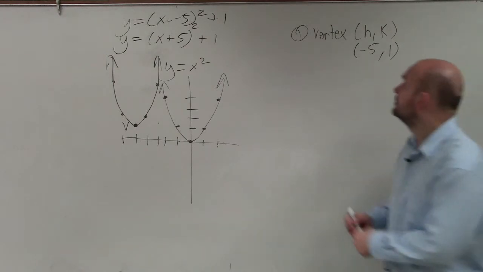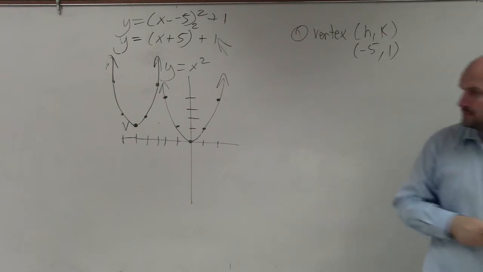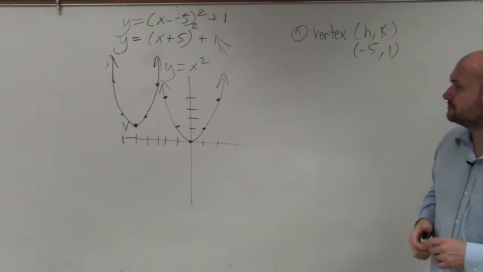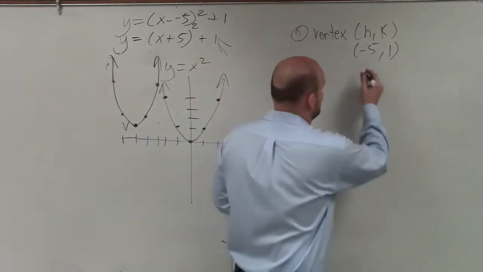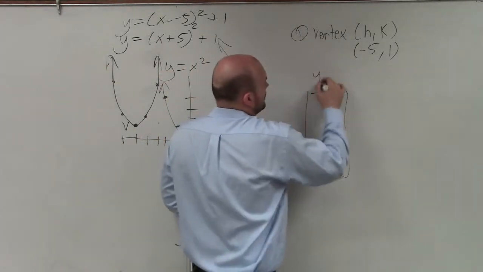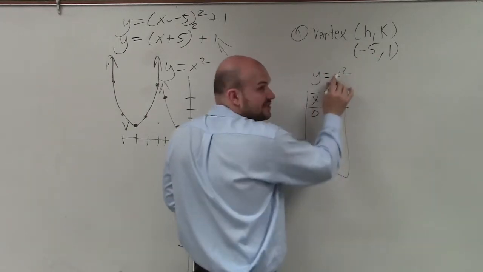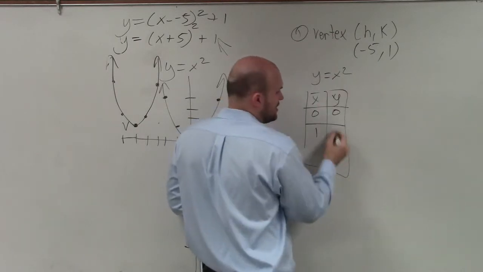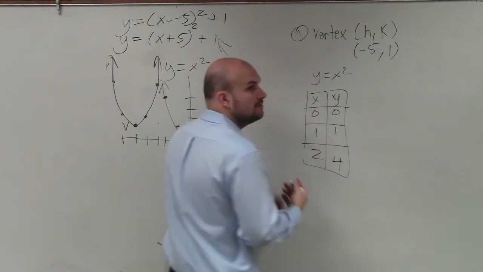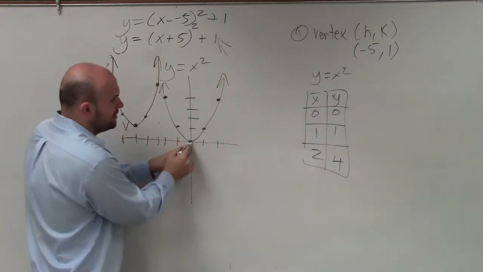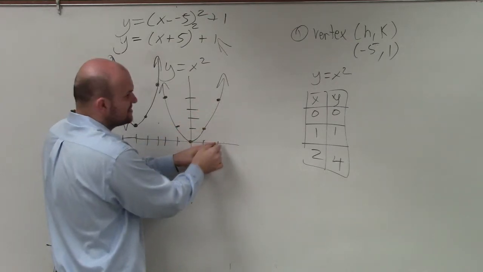Oh, right there. Where did you get 4? Why did you go up 4? Because if you remember in the notes that I had you guys, on this parent graph, y equals x squared, x and y: 0, 0 squared is 0. 1, 1 squared is 1. 2, 2 squared is 4. Right? So that's basically going over 1, up 1. Over 2, up 4. Why? Because 2 squared is 4.